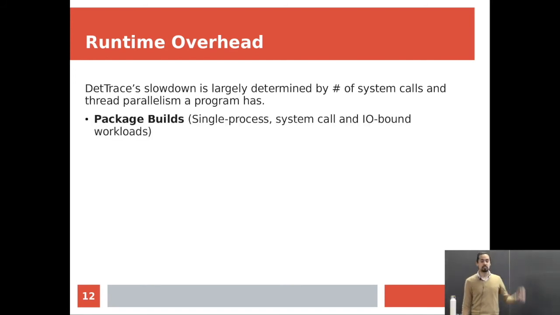Package builds are single process, but both system call and IO bound workloads. You might be surprised that I call package builds single process, but when we did our evaluation, we found that allowing them to run in parallel versus pinning them to a single core didn't really make a difference, since most of these package builds build sequentially anyway. Package builds actually represent one of the worst case scenarios for Dettrace, since system call interception is so expensive for us. Here we see an average slowdown of around 3.5x.